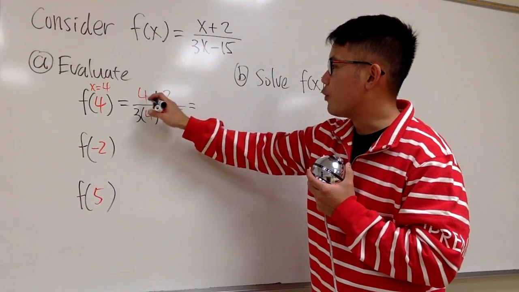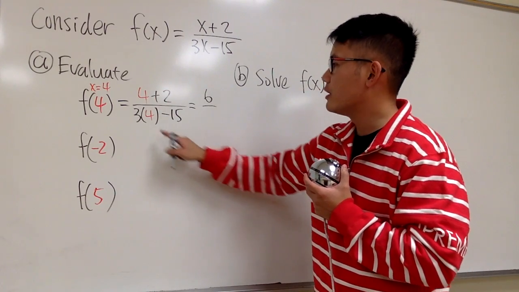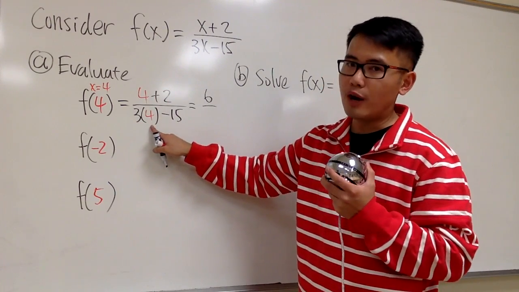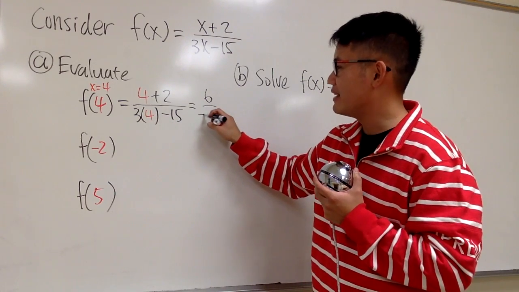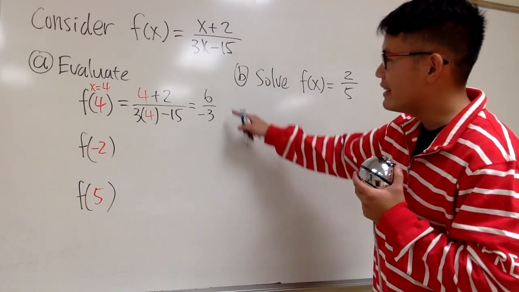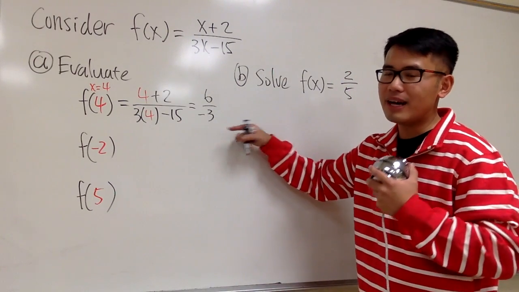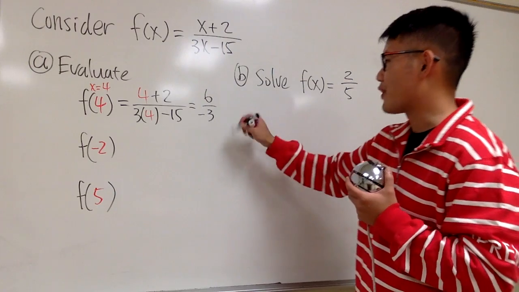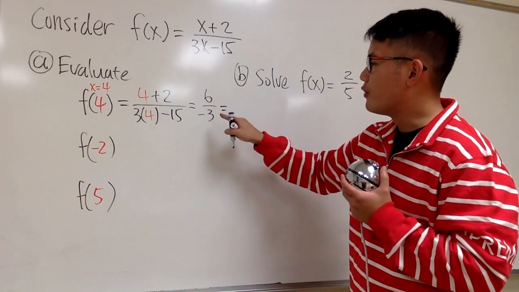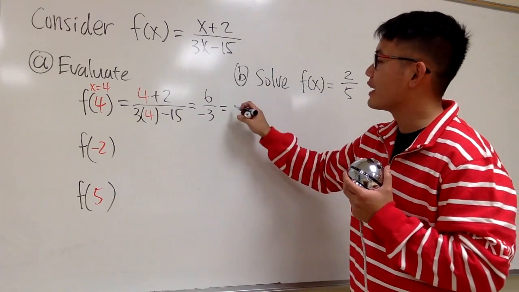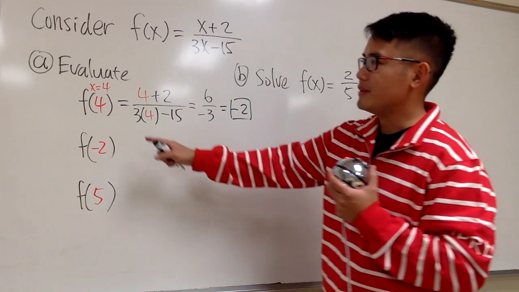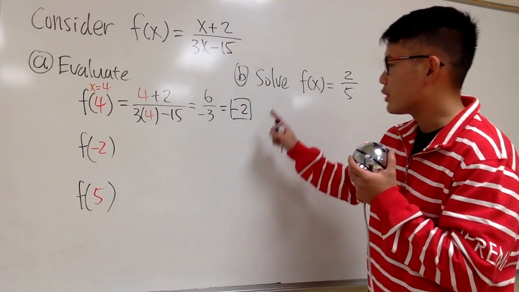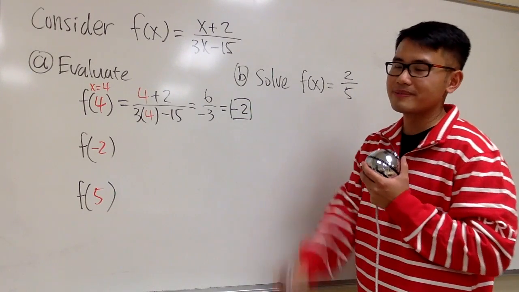And then we just work it out. On the top, 4 plus 2 is 6, over 3 times 4 is 12, minus 15, we get what? Minus 3, right? And at the end, if you can simplify, you go ahead and do so. This is a fraction, but then at the end, 6 over negative 3, we get negative 2 for the answer, okay? So, you know the x value, and you're trying to get the output.